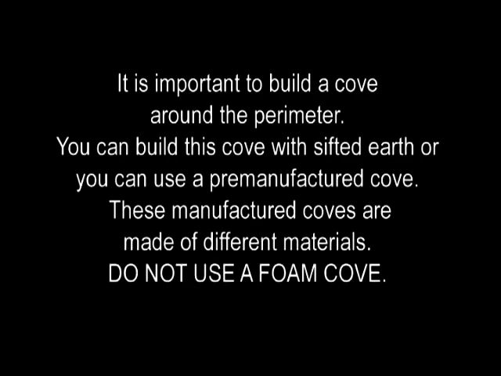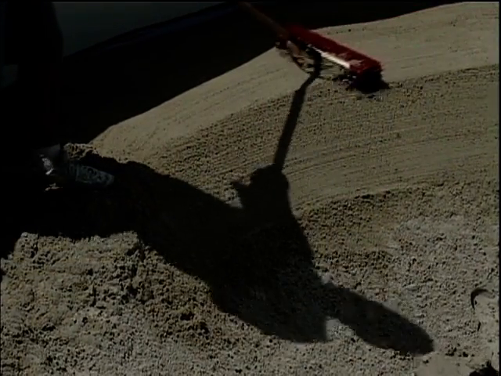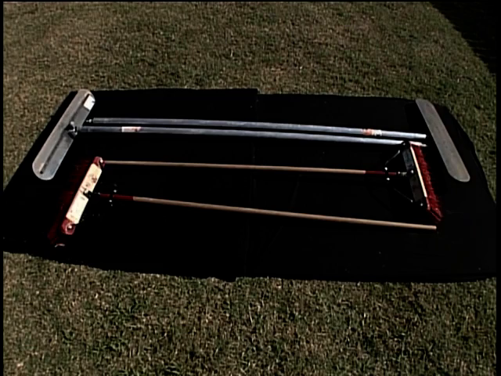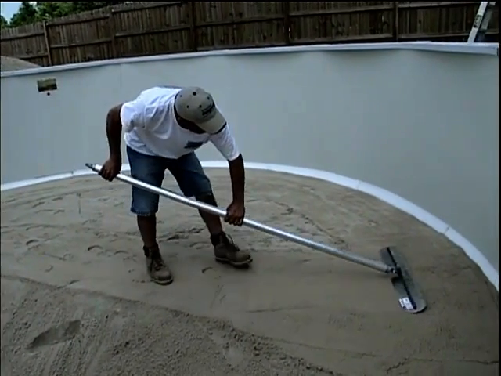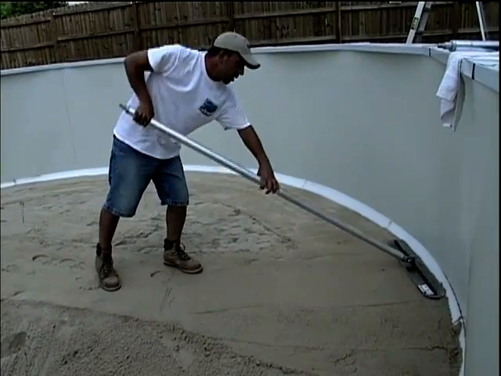Cove installation varies depending on the manufacturer. You may choose to form a cove out of sifted earth. After the cove is installed, start to form the floor of the pool with sand. For this procedure, you will need 2 trowels and 2 brooms. Please watch the techniques performed by this team in contouring the bottom and the deep area.